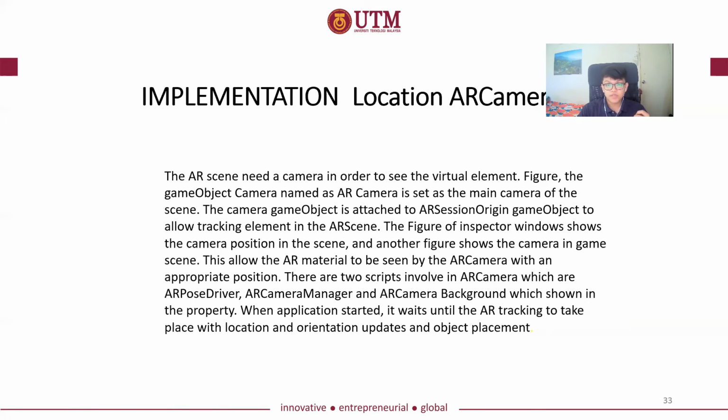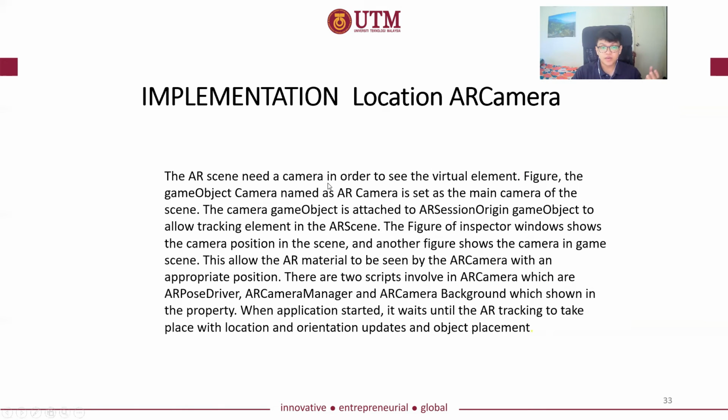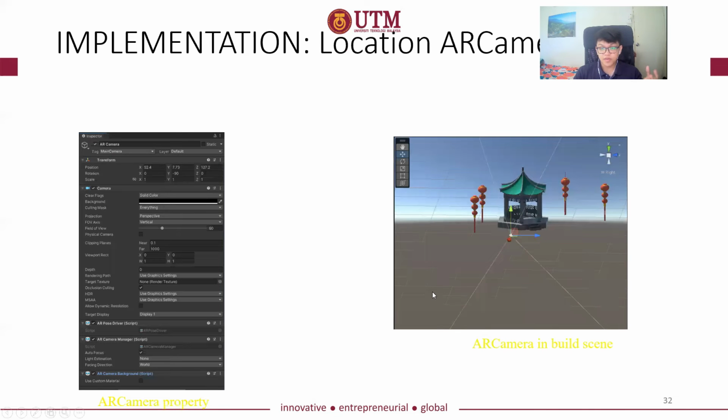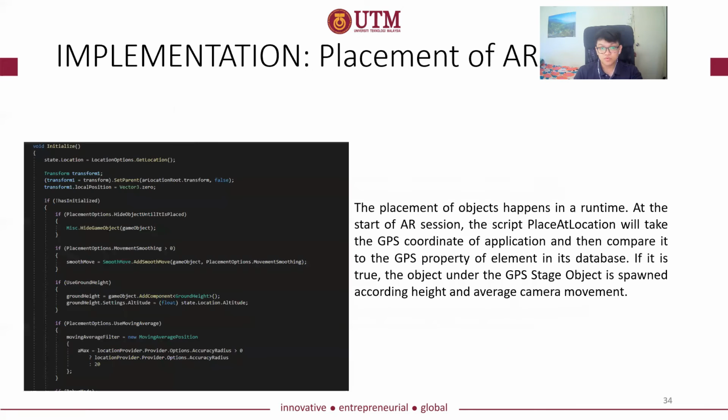So the implementation of the AR camera: the AR scene needs a camera in order to see the visual or AR elements. In the game object, a camera named AR Camera is set as the main camera of the scene. As we can see here, this is the main camera. So the view in our application will be using the AR camera view.